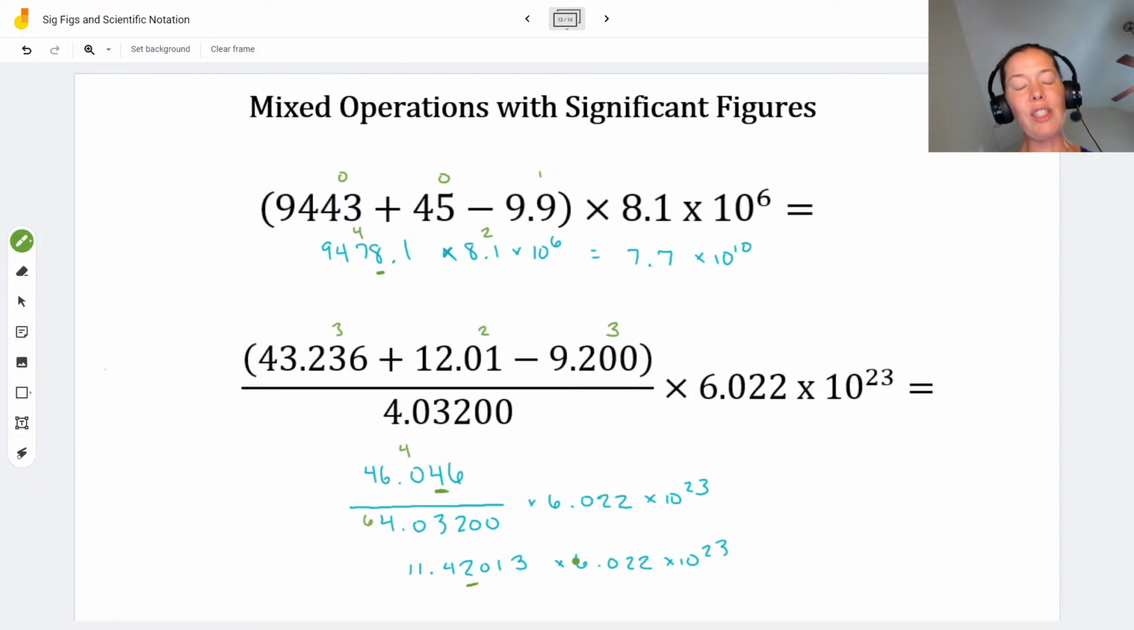And in my final calculation, because I'm doing multiplication division, let's see, this has 4 sig figs, and this also has 4 sig figs, so my answer should have 4 sig figs. So putting this into my calculator, I get 6.877 times 10 to the 24. And you can see I went ahead and rounded this to 4 sig figs. Okay, so that is how to do mixed operations. Again, it can be tough, but just break it down step by step and give yourself all of those little notes that you need.